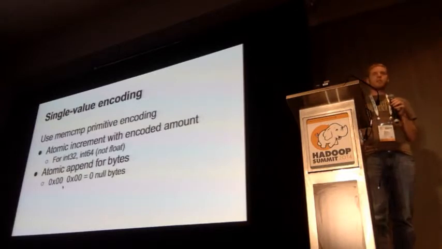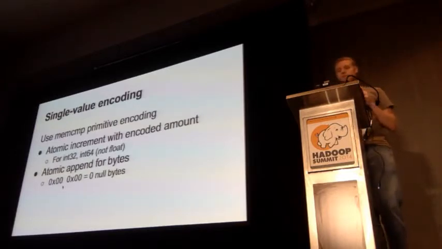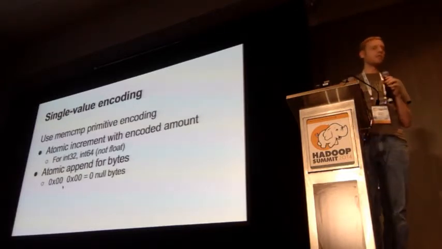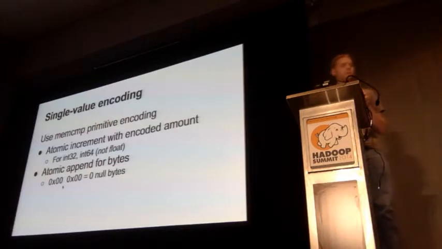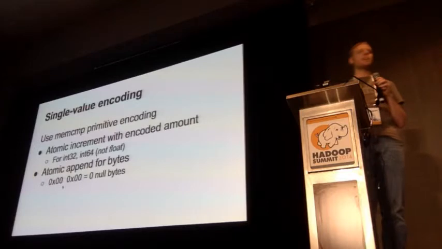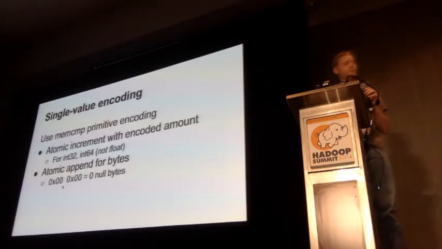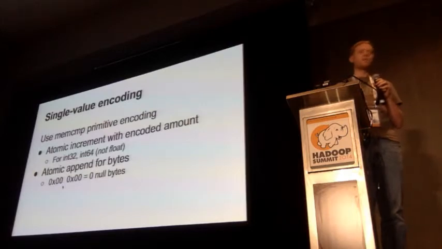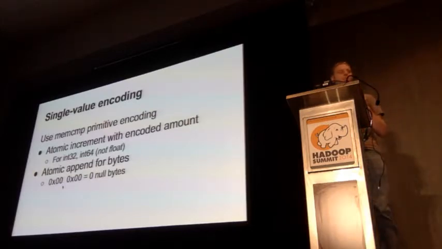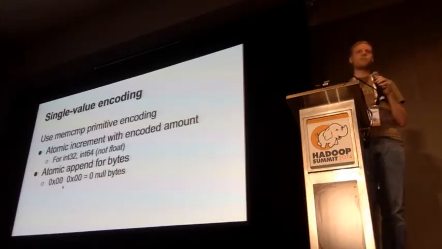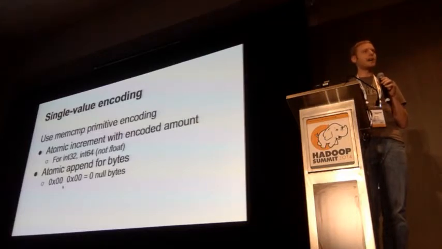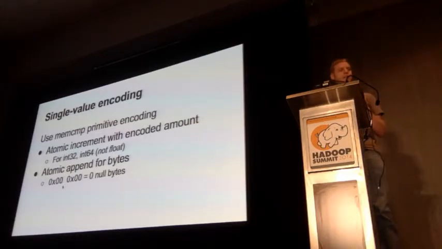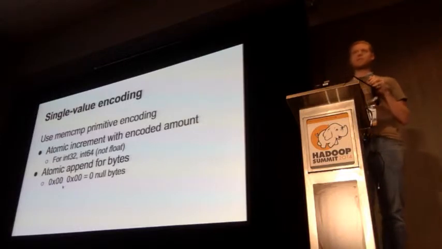The single value encoding that we're proposing, this is case number 2 from that overview slide, is just to use memcompare primitive encodings for any cell containing a single value. So atomic increment works with the encoded format, so you just have to flip the sign of whatever you're adding to it. And that works for 8, 32, and 64.